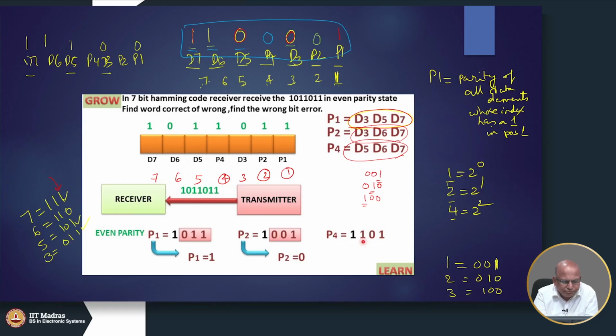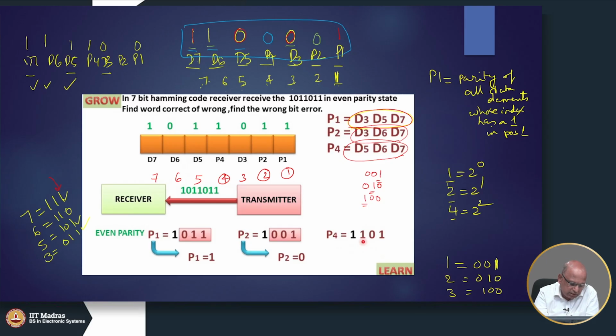Then the P2 is 7, 6 and 5. Okay. Wait, P4 I think, 7, 6 and 5 is P4. So this has become odd parity. So we have to put a 1 here.